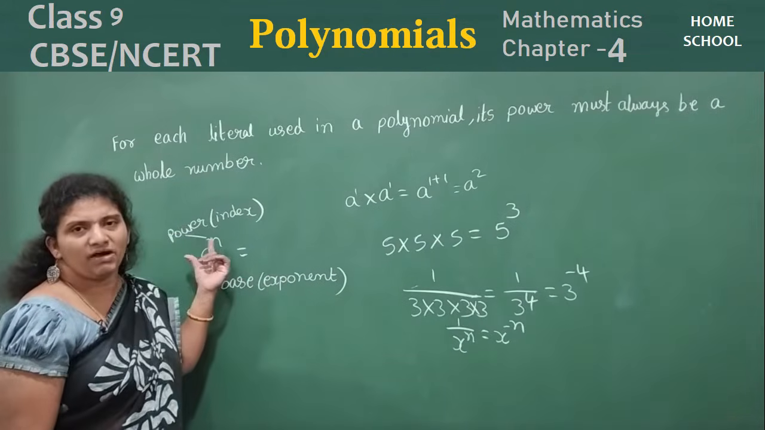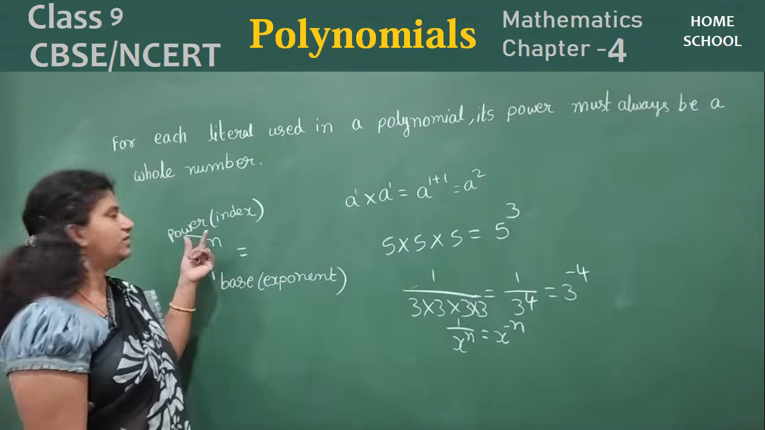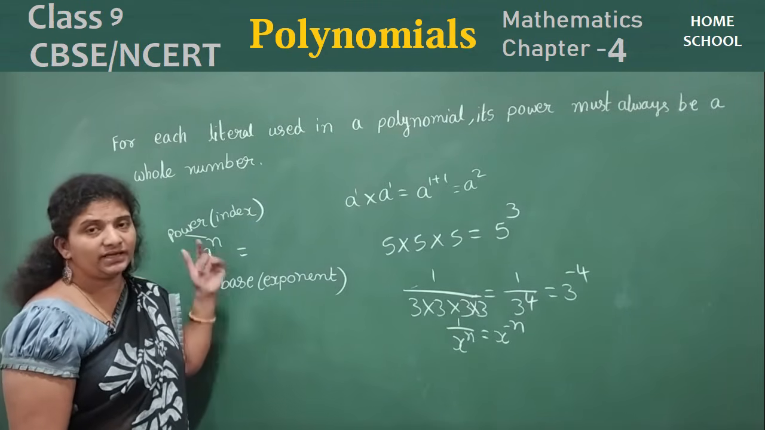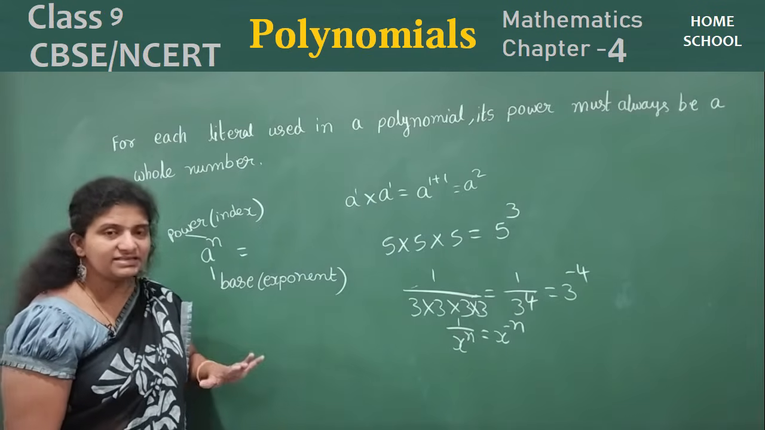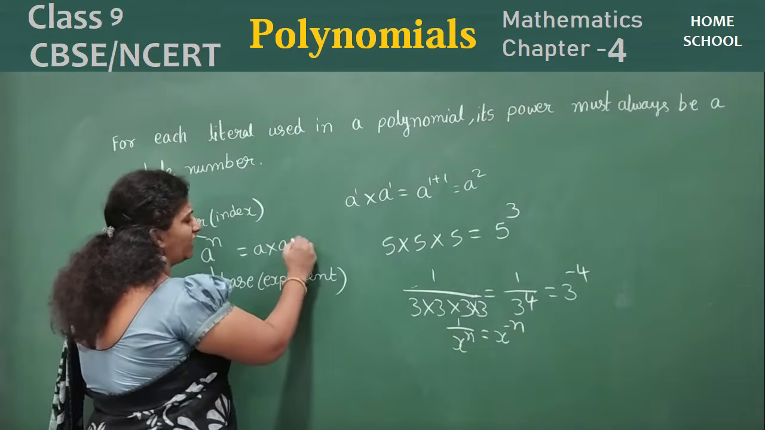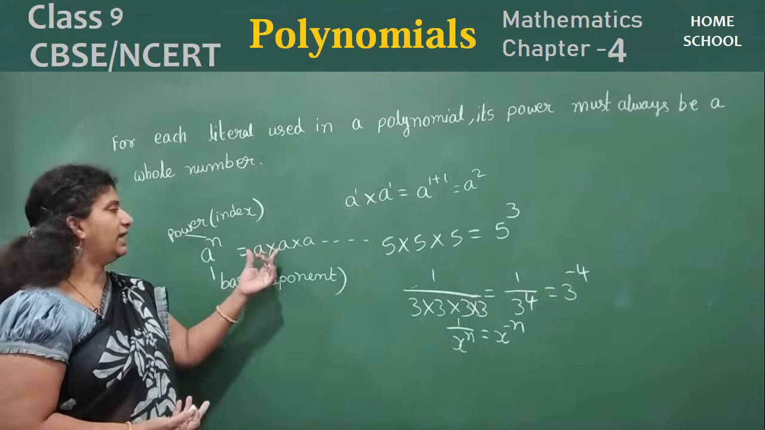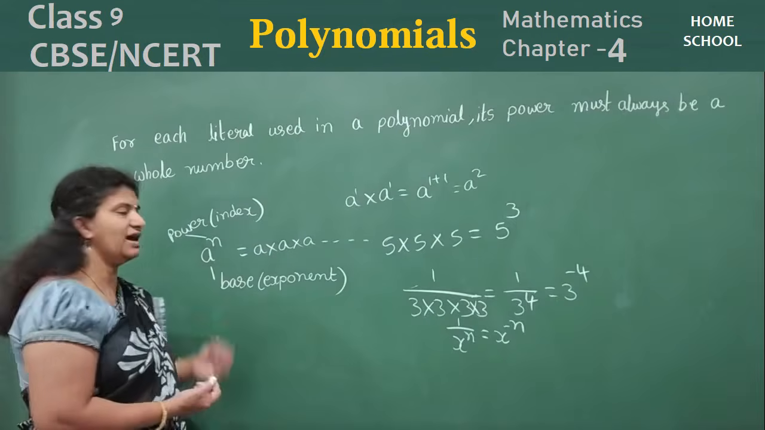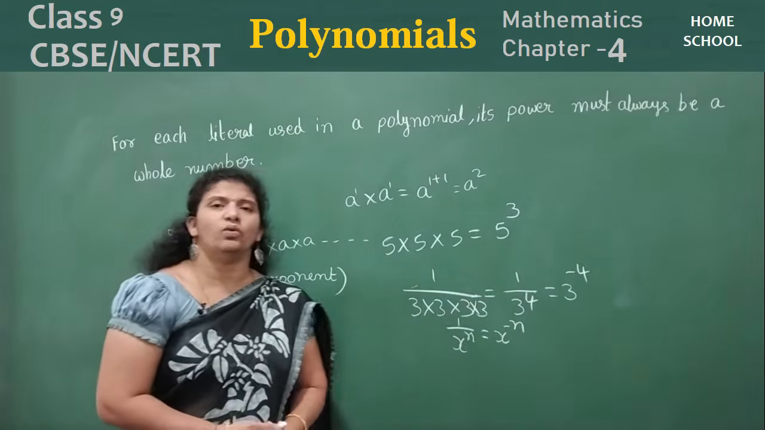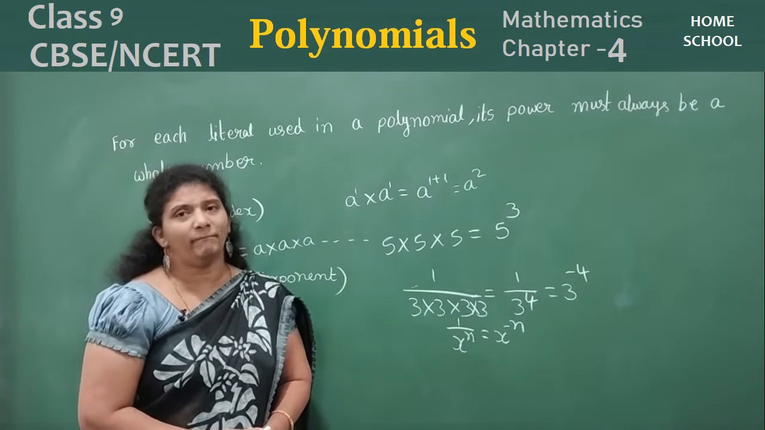Suppose a power n: a is called the base and n is called the exponent, or the index or power. This power is always a whole number, it cannot be an integer. That is the statement I need to explain here. A power n means a into a into a into so on. How many times it is multiplied, we don't know. If a is multiplied many times, I write it as a power n. So, if your power is negative, it is not a whole number; it is an integer value you are getting in your power.